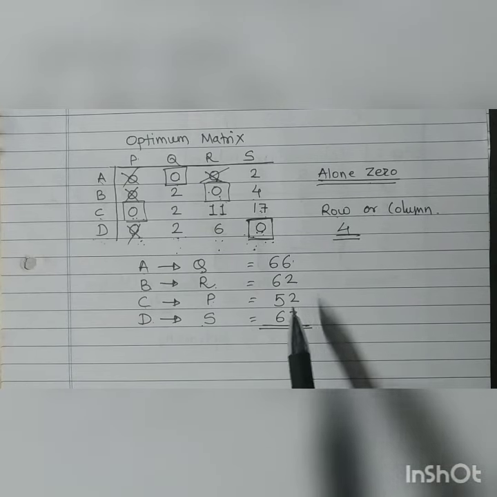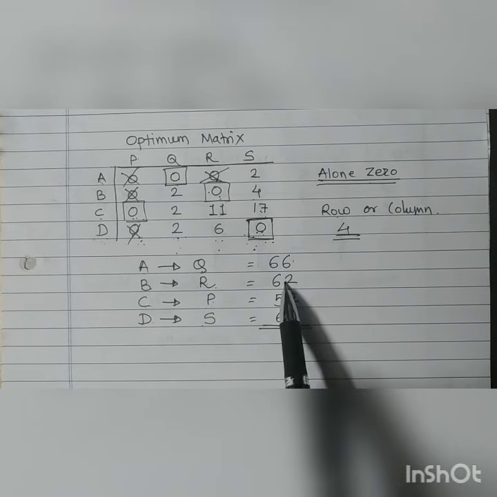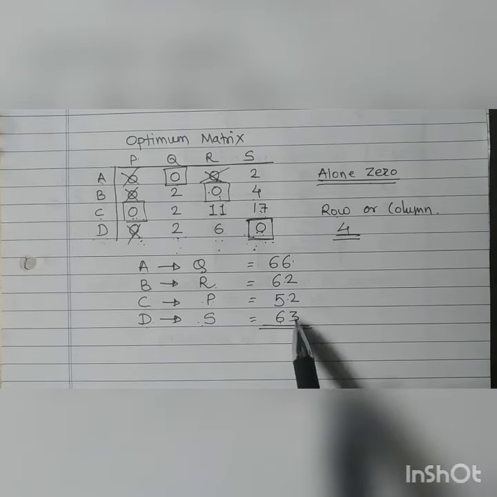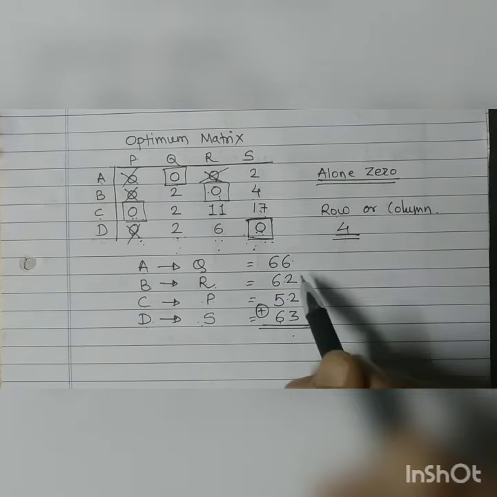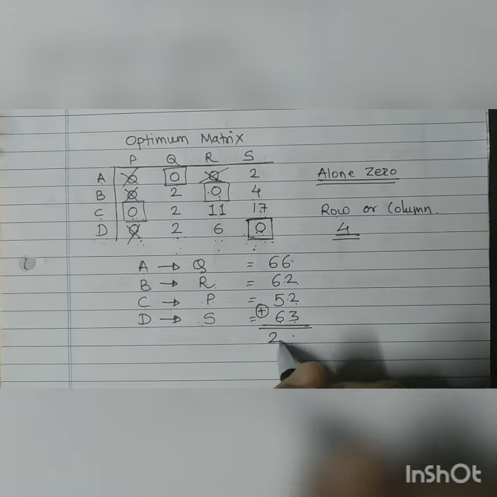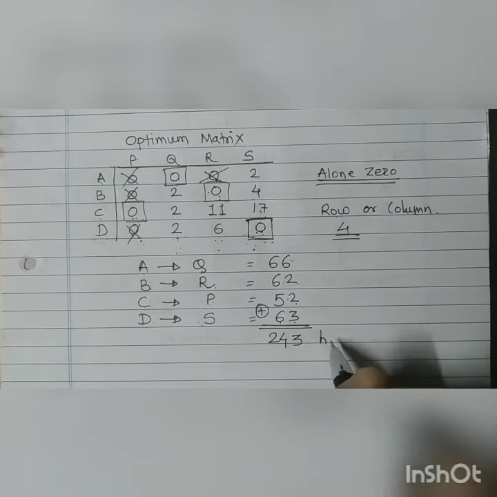Similarly, from the original matrix we got BR as 62, CP as 52 and DS as 63. So write down these values and make a summation of these. So 66 plus 62 plus 52 plus 63 comes out to be 243 hours.